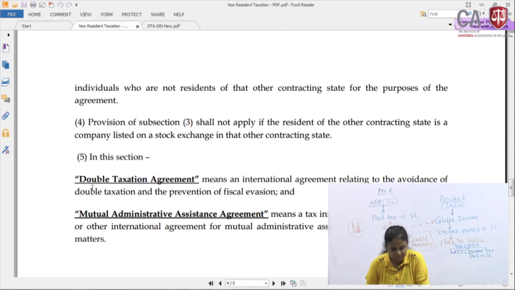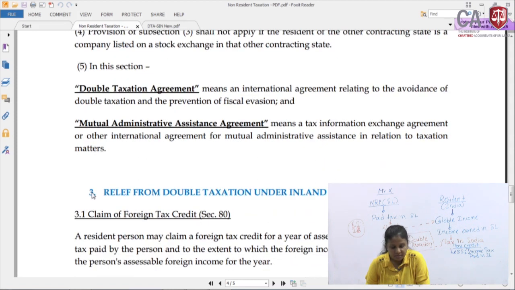And the double taxation agreement is purposely aligned to avoid double taxation of both contracting states. Now we will come to the Inland Revenue Act. My next topic, under the Inland Revenue Act, is what provisions are given to take relief from double taxation. This is not under the double taxation treaty, this is from the Inland Revenue Act itself, the provisions given as relief to avoid double taxation.